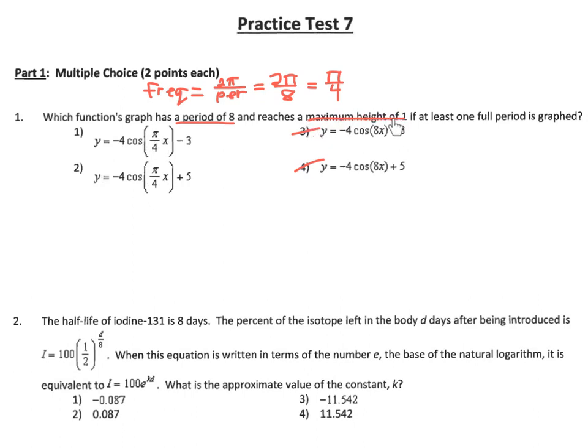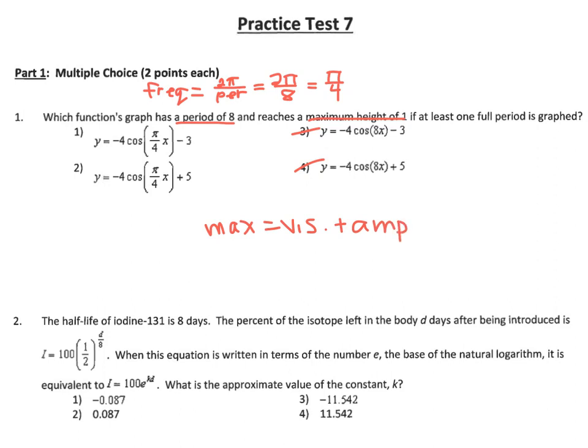Now here it says I crossed it off, I meant to underline it, but the maximum height is 1. So we know the formula for max is vertical shift plus the amp. So what are the two answer choices we're taking a look at? Let's just go through them and let's see which one works.